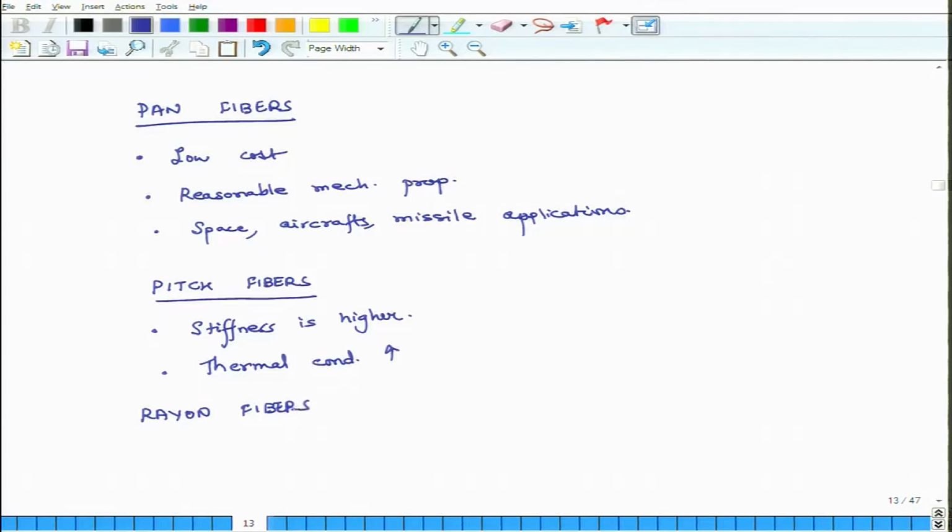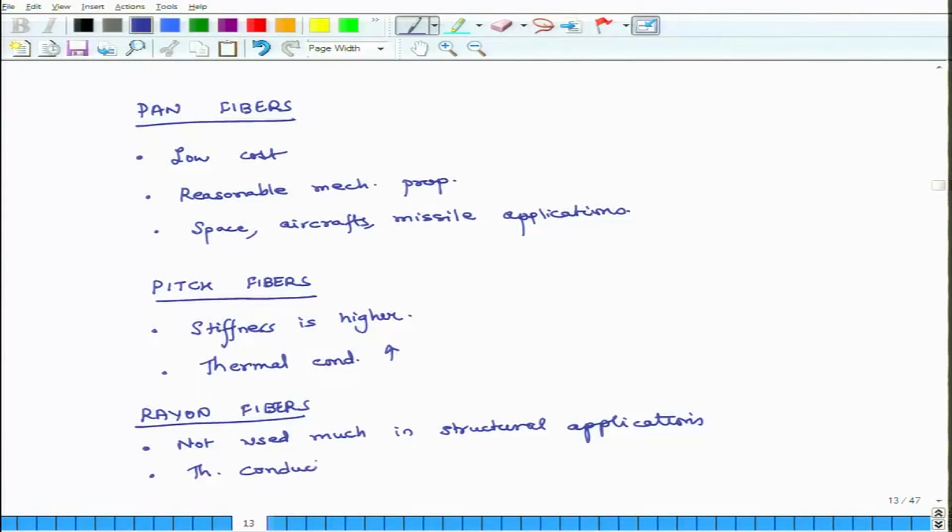Rayon fibers are not used much in structural applications. In contrast to other fibers, their thermal conductivity is actually low, and we will see that in comparative terms. So, here they are used as insulation, and they are also used as heat shields.